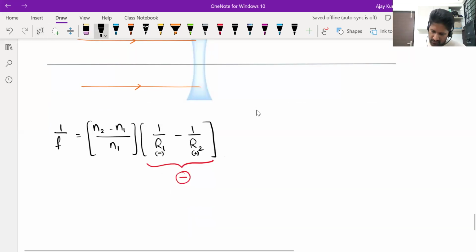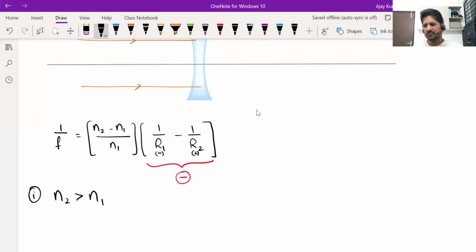So first case, if n2 is greater than n1, which is the most common case. Usually we use lenses in air itself. n2 more than n1 means the lens material should have a higher refractive index than outside. So it's like a glass lens placed in air. Common case. In that case, the first bracket will be positive. Second bracket is always negative. It means the focal length becomes negative. Focal length negative means it's a diverging lens.